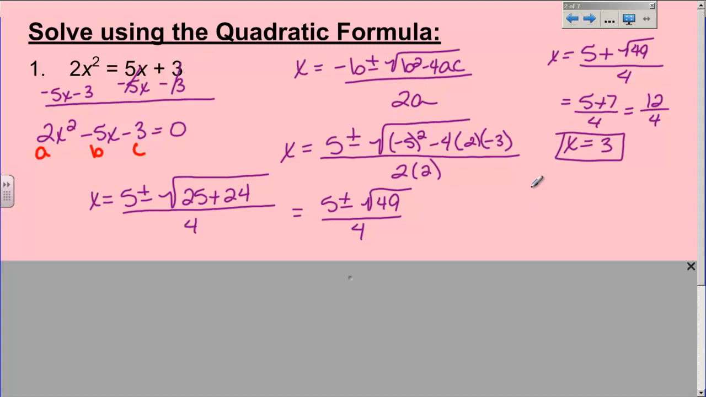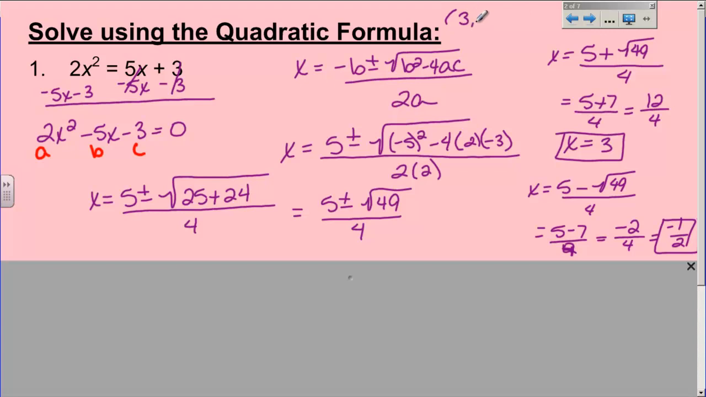My second problem is going to be 5 minus the square root of 49 divided by 4. Well, again, the square root of 49 is 7, so I have 5 minus 7 divided by 4. Well, 5 minus 7, that should be a negative 2, not a 4. I apologize. 5 minus 7 is negative 2 over 4, which becomes negative 1 half. So my other root is negative 1 half. So my two solutions for this quadratic function are going to be 3, 0, and negative 1 half, 0.